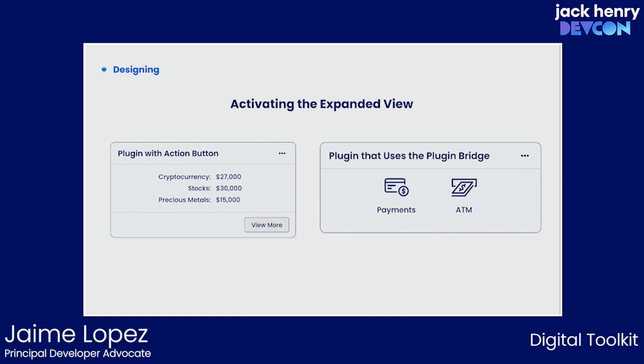You can use the plugin bridge to annotate your anchor tags that are going to go off to someplace. Maybe one goes to the /payments route for your plugin, and the other goes to the /ATM route or whatever it is that you come up with. The plugin bridge is the best way to do that. And what we're seeing is that there's almost an even split between the 2 of these.